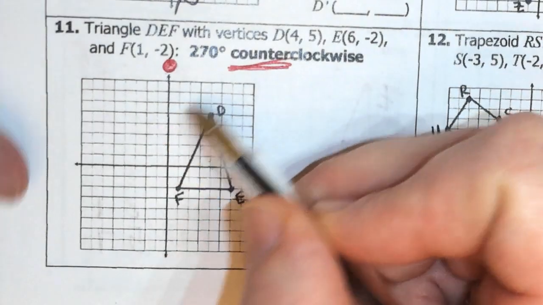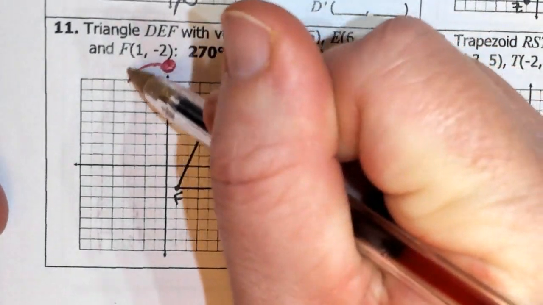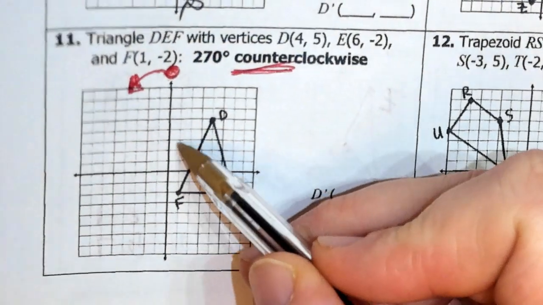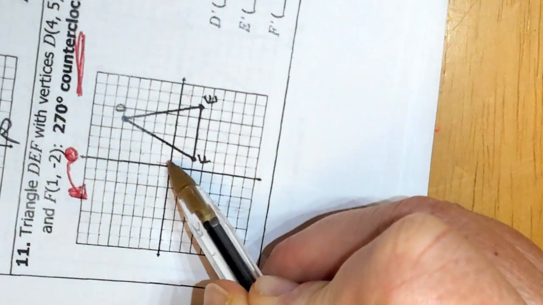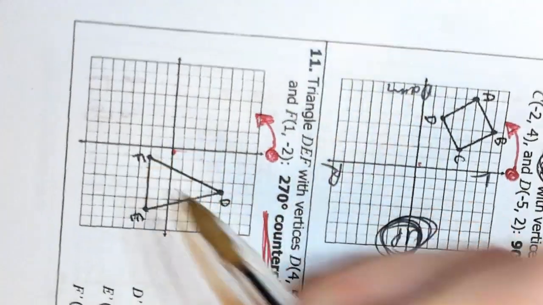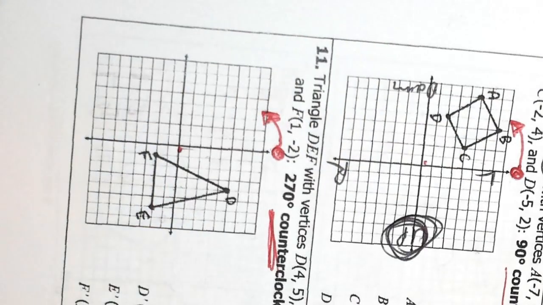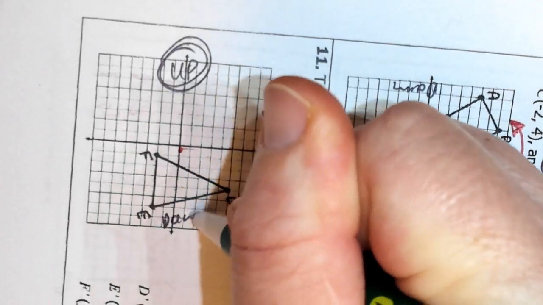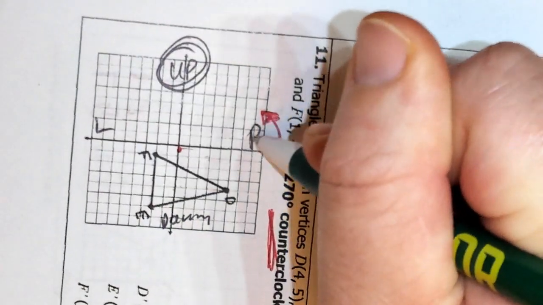Let's see what you got. All right, so they said counterclockwise, so you're going to go in this direction. So we're going to go boop, that's 90, boop, that's 180, boop, and that is 270. So this is your up, this is your down, this is your left, this is your right.